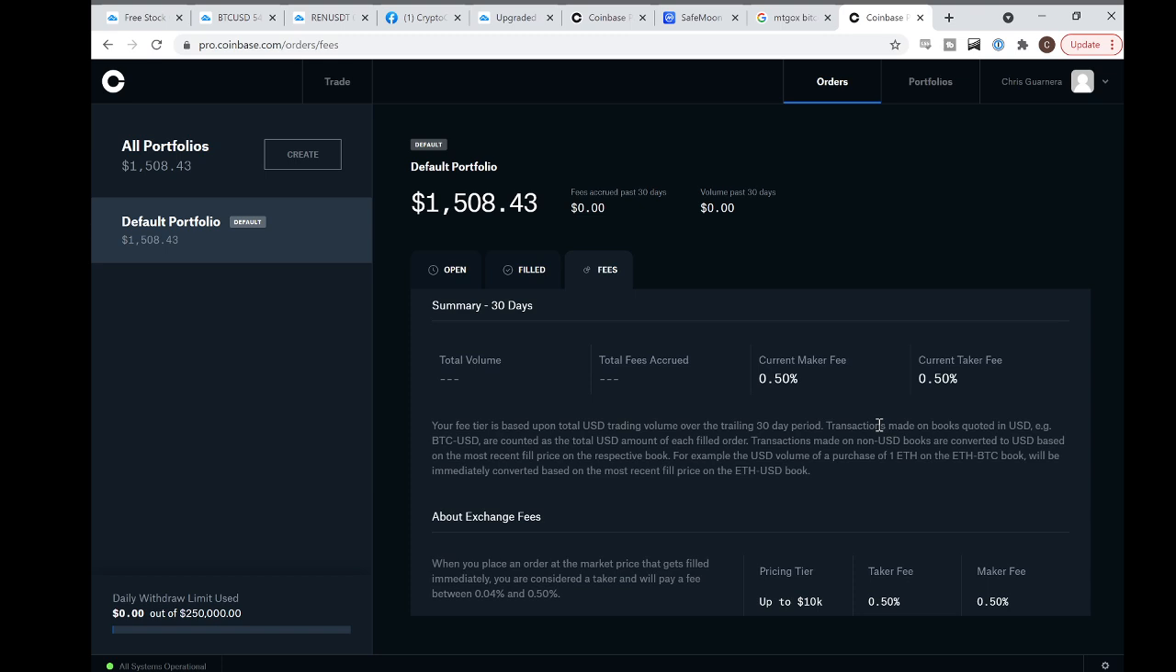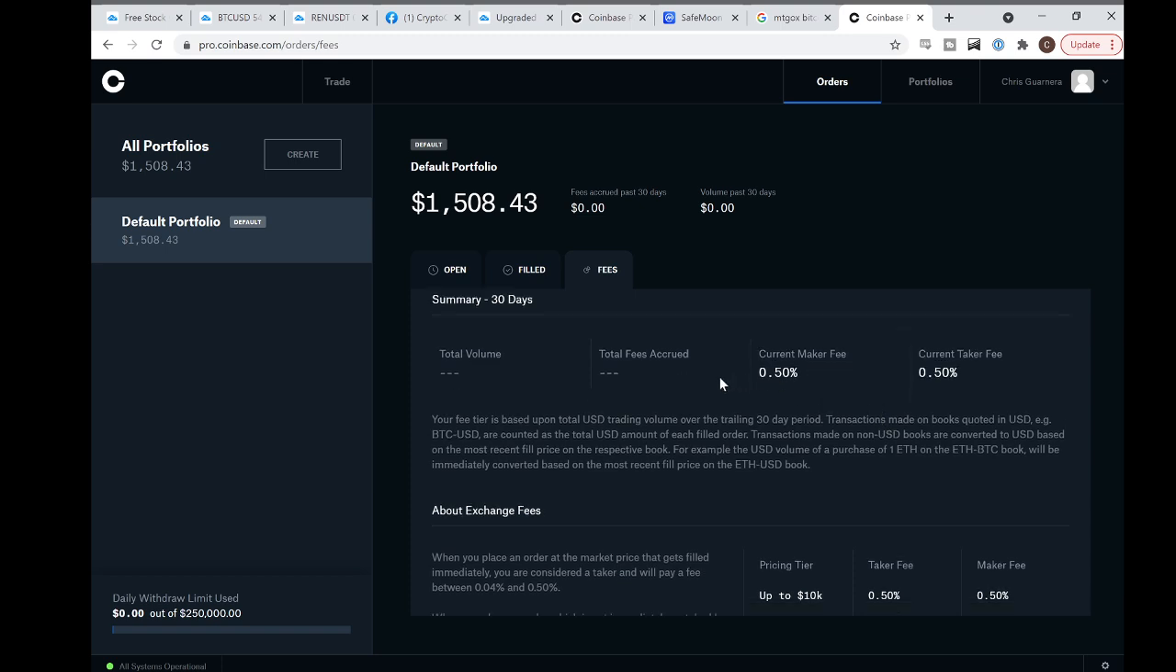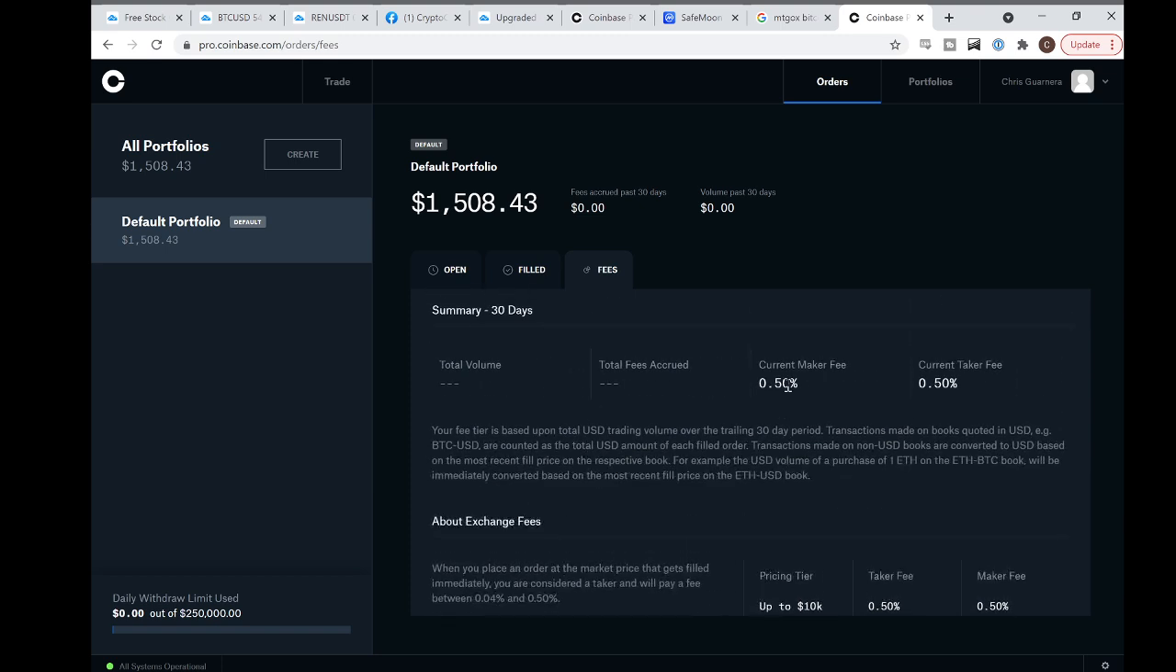Yep, here we go. So they charge 0.5% for offering money, and they charge 0.5% for taking the trade. So for making a trade, 0.5%, and for taking a trade, they also take 0.5%.